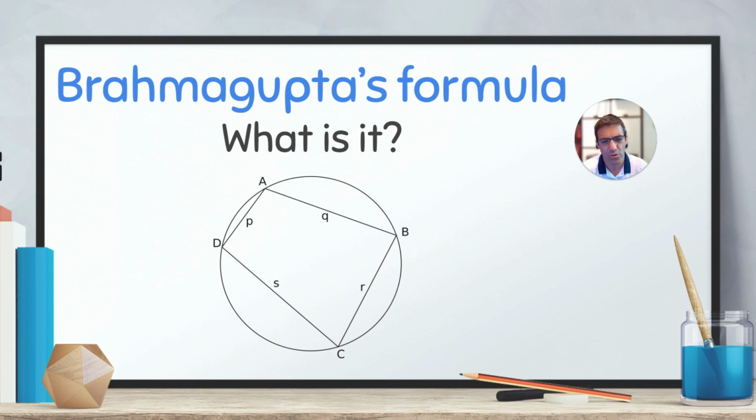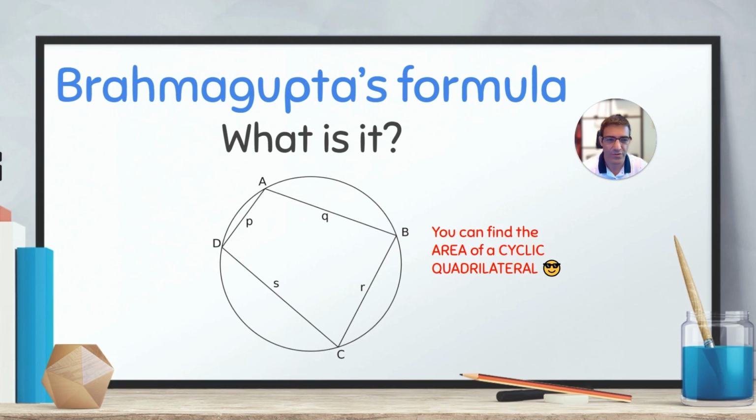Now, you may know that the opposite angles in a cyclic quadrilateral add up to 180. So A and C add up to 180. They're supplementary. And B and D also add up to 180. They're also supplementary. But there's more. We also have Brahmagupta's formula. And so using his formula, we can find the area of a cyclic quadrilateral.